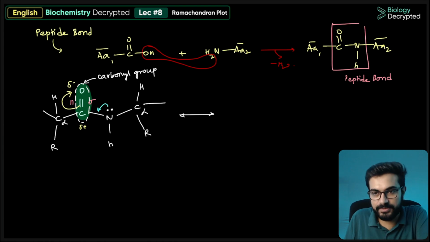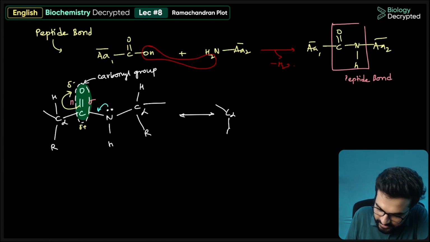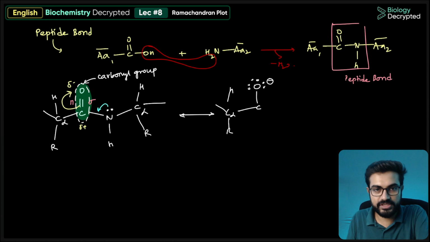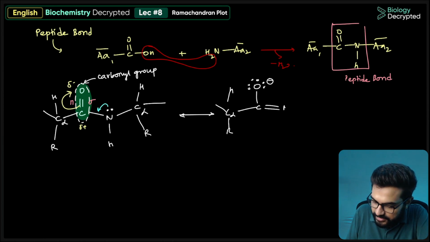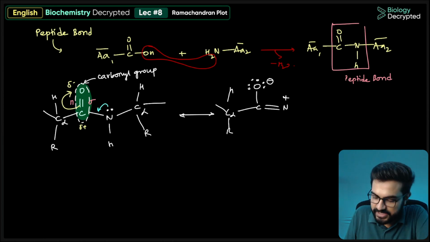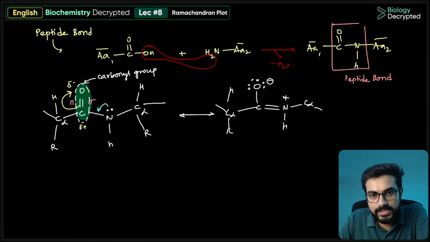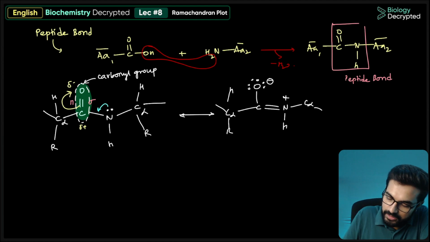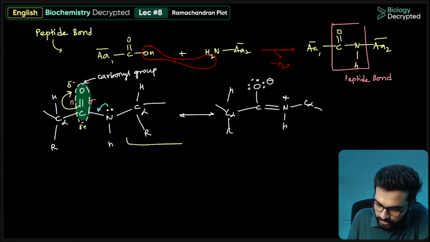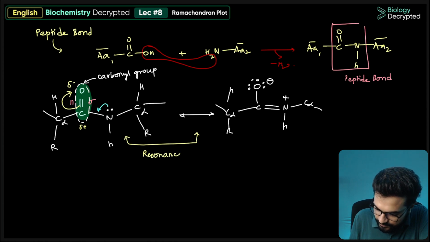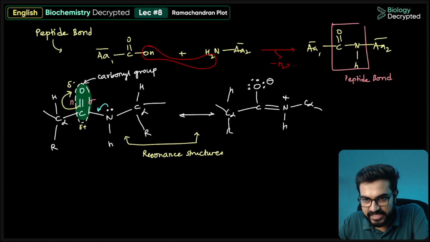So the resonance structure will be like this: C alpha, there is R, there is H, this is connected to C, O, and this is how you get a lone pair with a negative charge on oxygen. And then you see this is N plus H C alpha, like this. So these are the two resonance structures, as we can see.